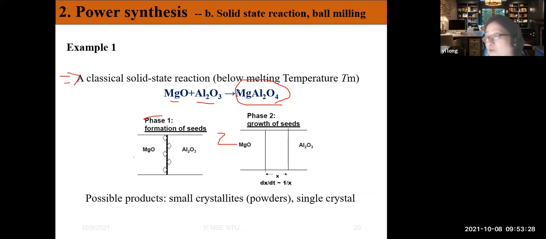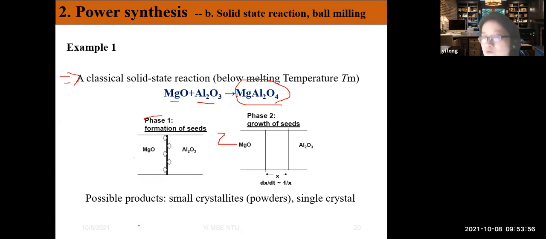Solid state reactions, which means what? Which means the sintering temperature cannot be higher than the melting temperature. So everything still happens in the solid state. Because once you heat up to the melting temperature, it becomes liquid already, right? So nothing is ongoing in the liquid phase. It's still in a solid phase, because this happens below the melting temperature. That's solid state reactions.